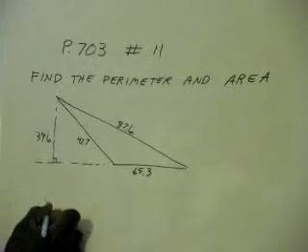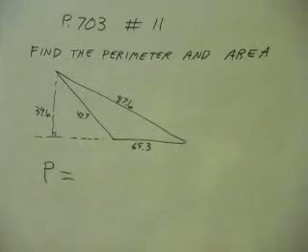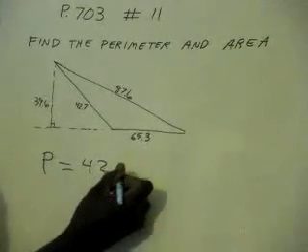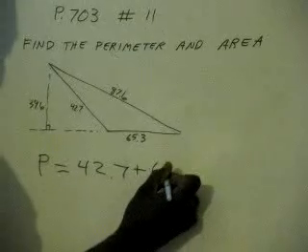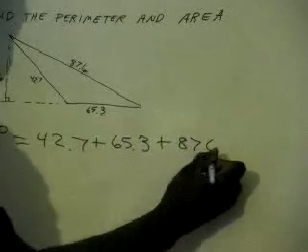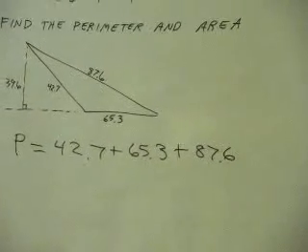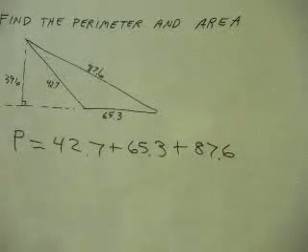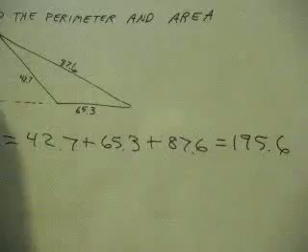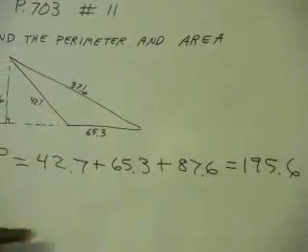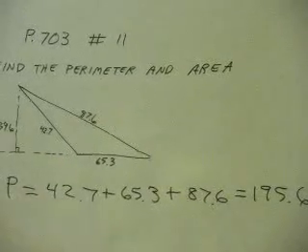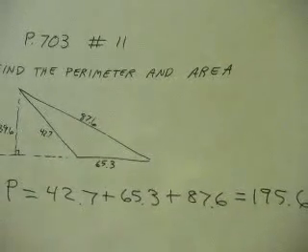First, the perimeter is simply the sum of the lengths of the sides. 42.7 plus 65.3 plus 87.6. Just add them together. And that perimeter is 195.6. If the unit is feet, perimeter is in feet. If the unit is inches, perimeter is in inches. It's the same dimensional unit.